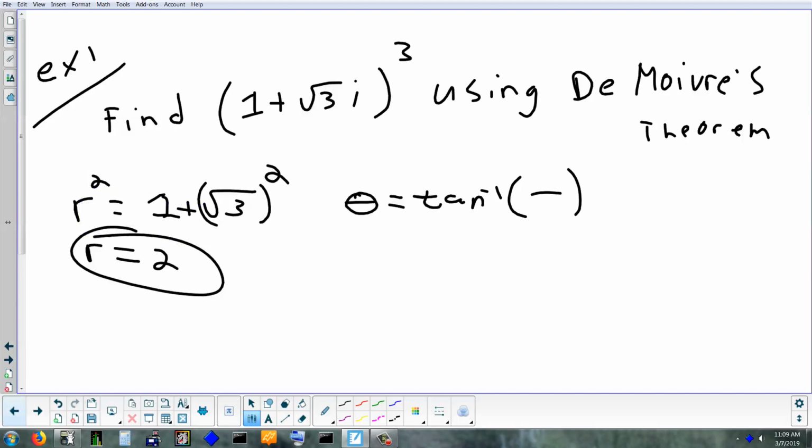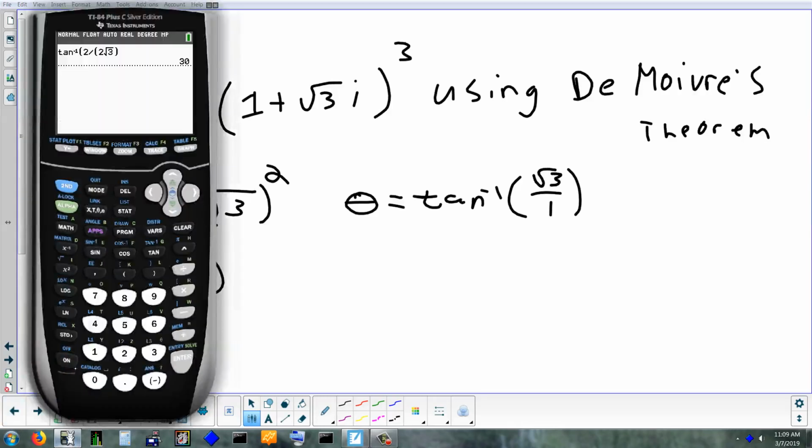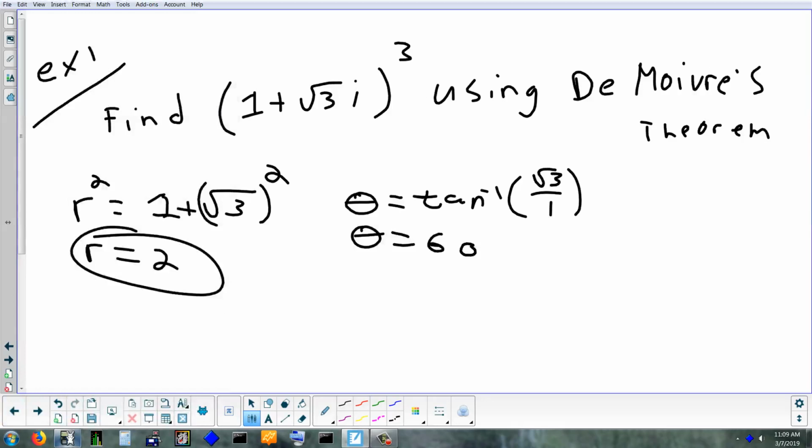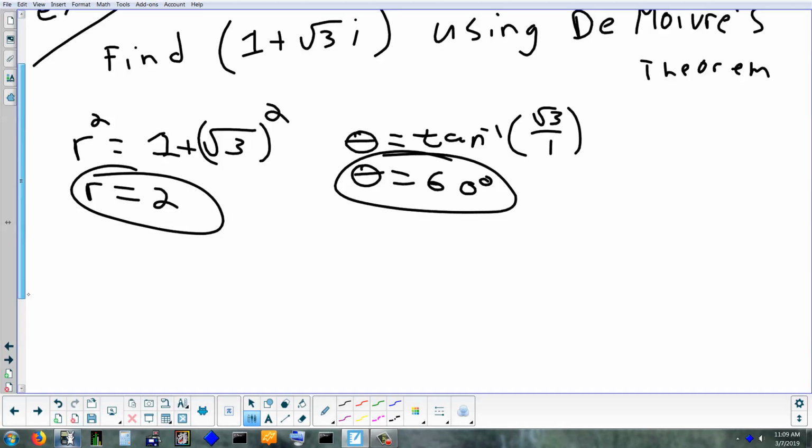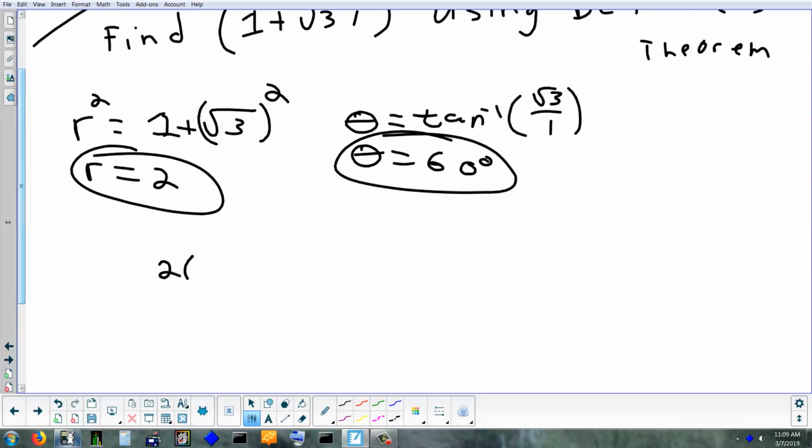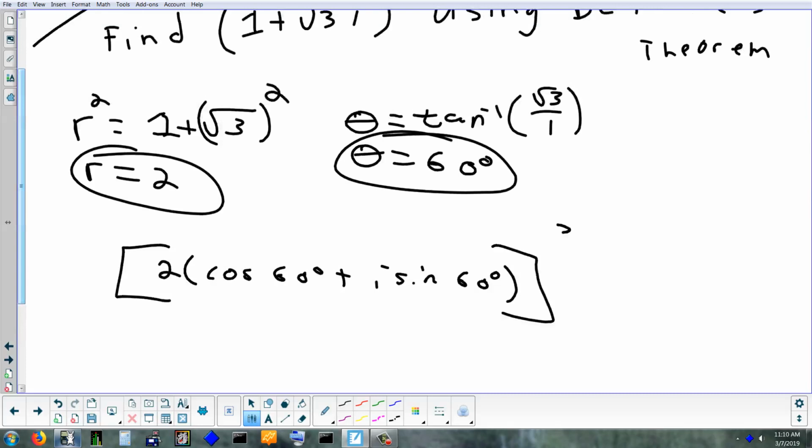What's y in this case? Square root of 3. And what's x? 1. So we don't even really need that. So it's just the inverse tangent of root 3. We get a nice angle of 60 degrees. Okay, so now write it in trig form, and then cubing it is going to take no time at all. All right, so we've got r cosine 60 plus i sine 60. And we're going to take all of that and cube it.